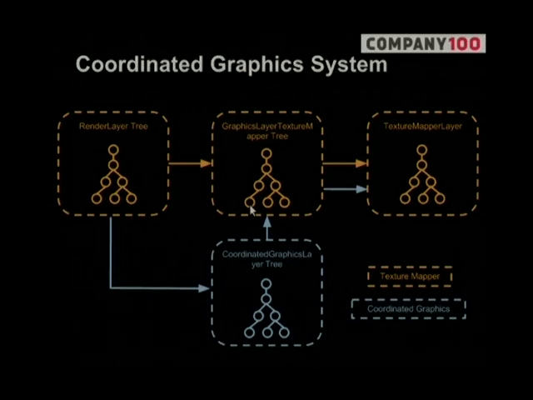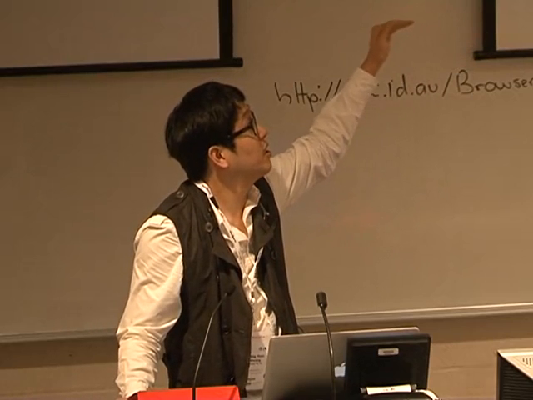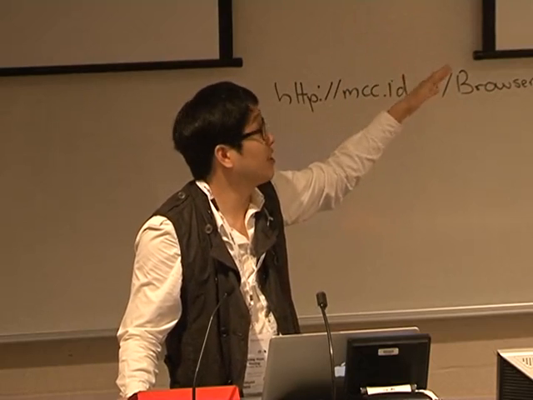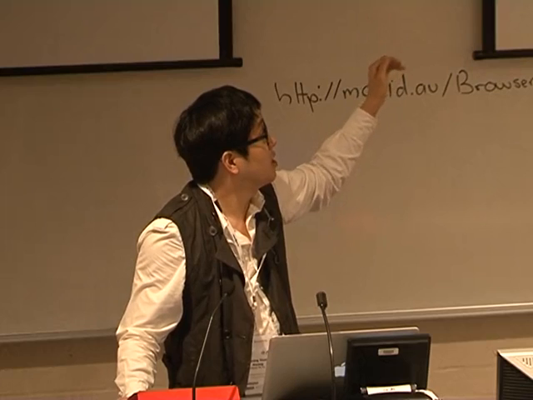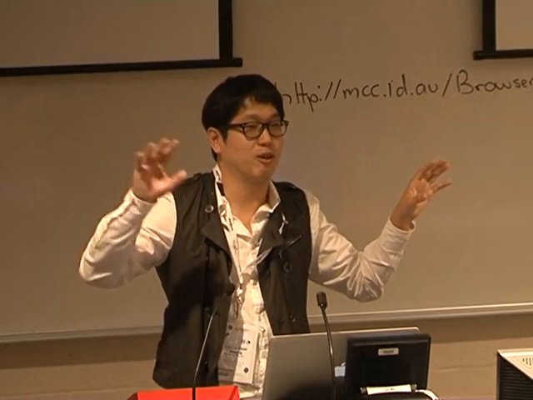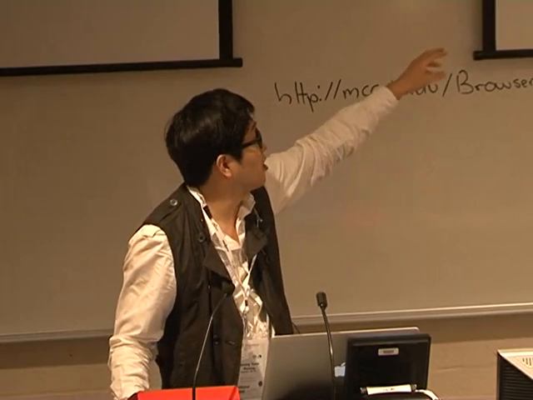The coordinated graphics system is implemented to use the texture mapper off the main thread. It was first created by Noam Rosenthal, who made the texture mapper. And it was improved by EFL and Qt. In GTK, we only needed one single texture mapper layer because we launched accelerated compositing on the main thread. But in coordinated graphics, they need a separate graphics layer tree to duplicate the layers in the other process or other thread. So they made a coordinated graphics layer tree.